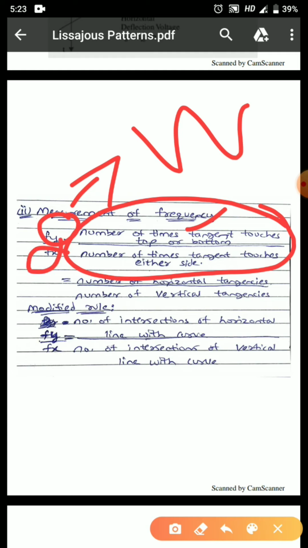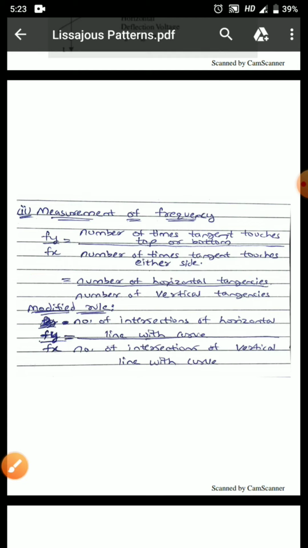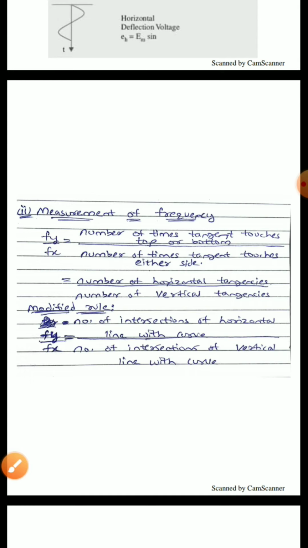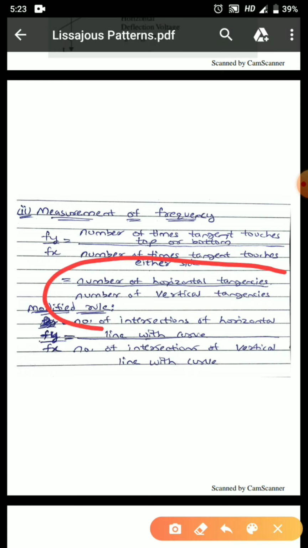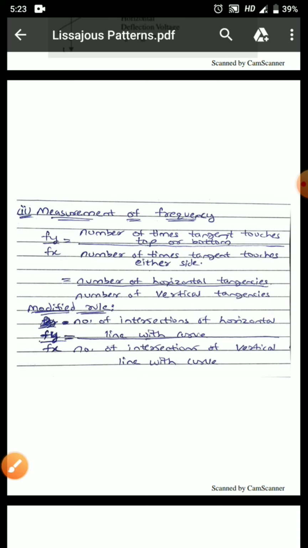Then the signal given to the X plate, I can determine its characteristics depending on the number of times the tangent touches either side. In short it can be written as Fy by Fx. The ratio I will get to be the number of horizontal tangencies divided by the number of vertical tangencies.